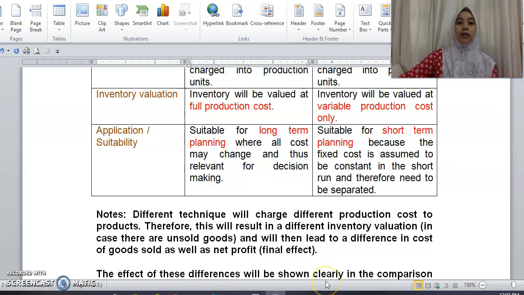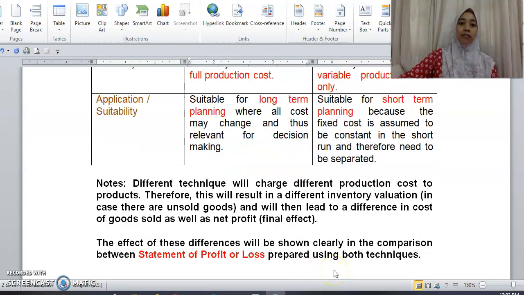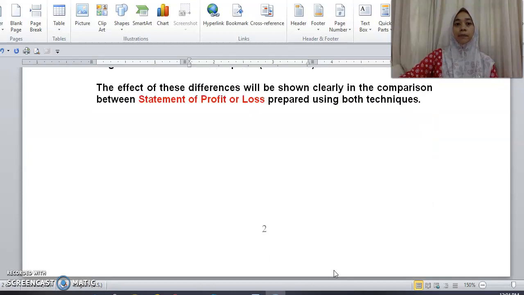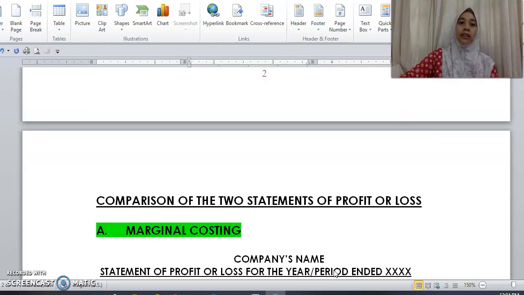So different techniques will charge different production costs to products. Therefore, this will result in a different inventory valuation in case there are unsold goods, and will then lead to a difference in the cost of goods sold as well as the net profit. The effect of these differences will be shown in the comparison of the statements of profit or loss prepared under both techniques. Okay, if you look here, the comparison of the two statements of profit or loss.